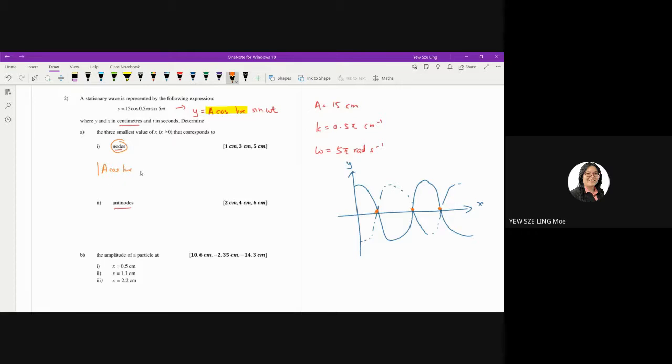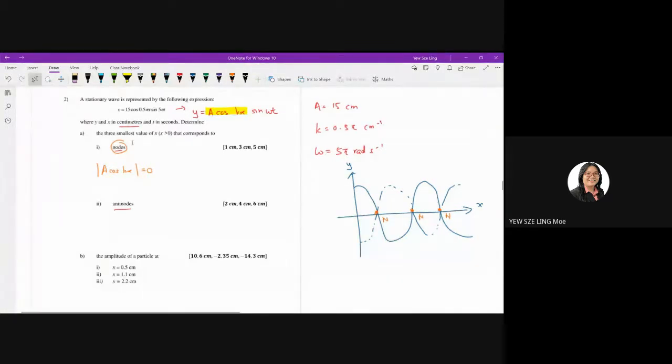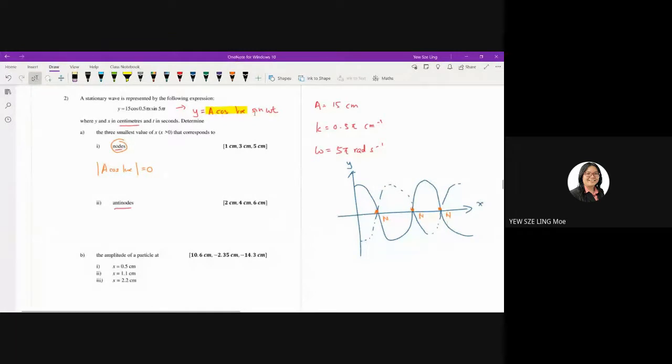We just want the value. We don't want to know whether it's positive or negative. So A cos kx is equal to 0 at nodes, because the particle is not vibrating at nodes. Therefore, to determine the positions of nodes, we use the amplitude equation by equating it to 0. Because at a node, as you can see in the diagram, the displacement y is equal to 0. So next, we are going to rearrange the equation.